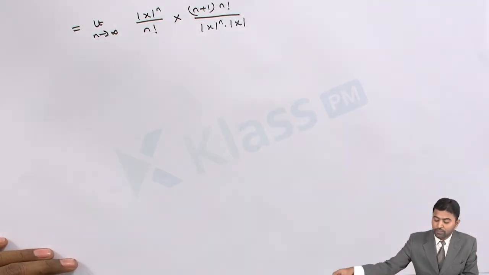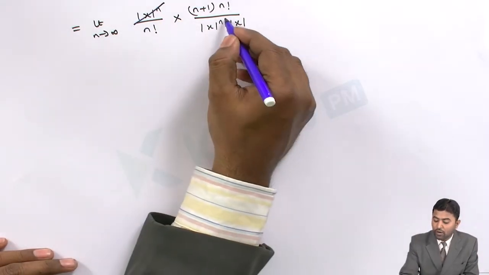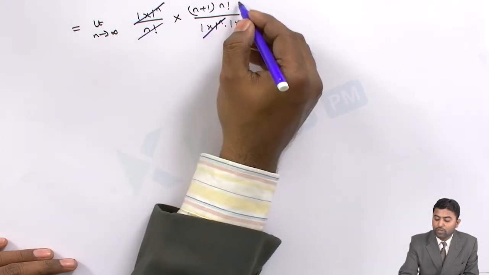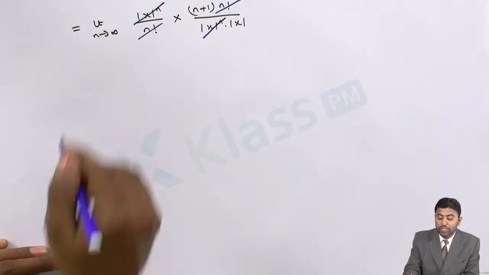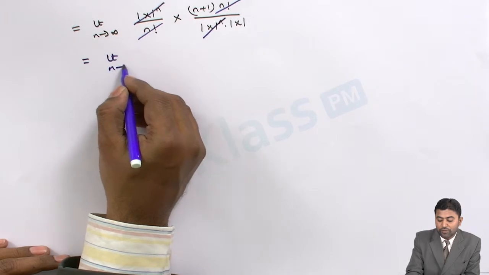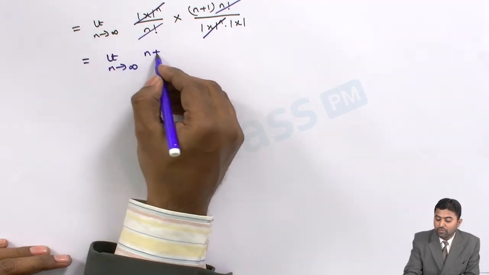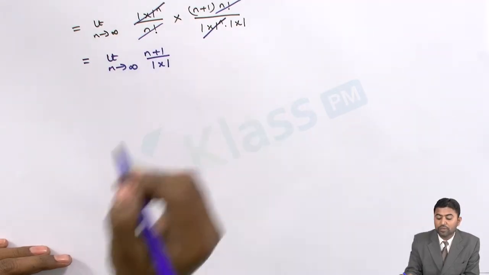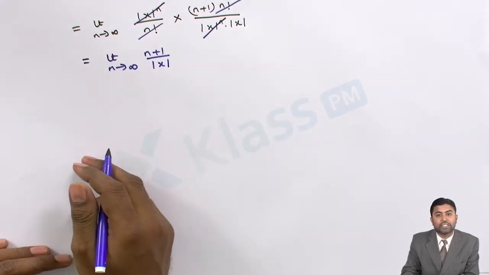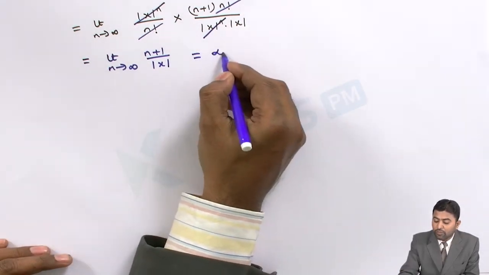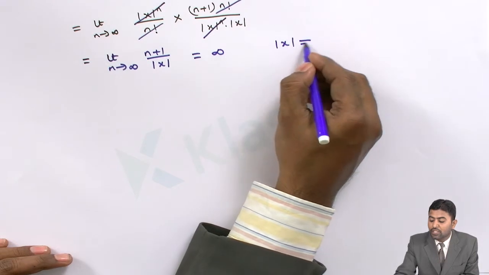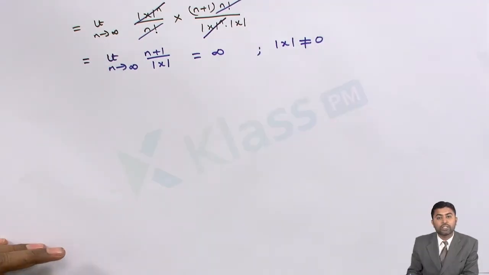So here the terms |x|^n, |x|^n and n factorial will get cancelled. Then this is equal to limit n tends to infinity, n plus 1 by |x|. As n is tending towards infinity, its answer will be equal to infinity provided |x| is not equal to 0. |x| should not be 0.